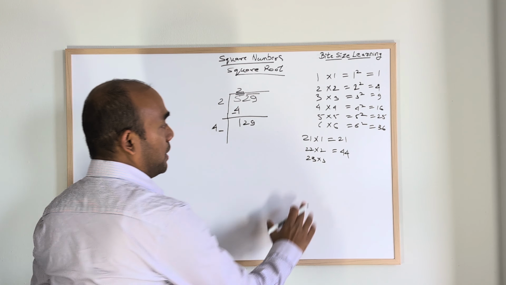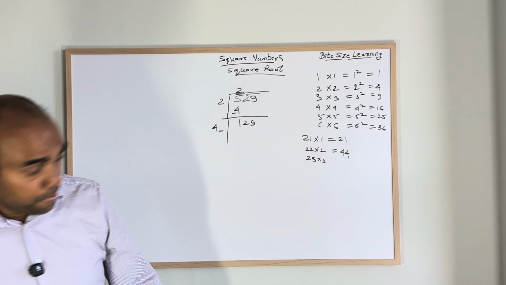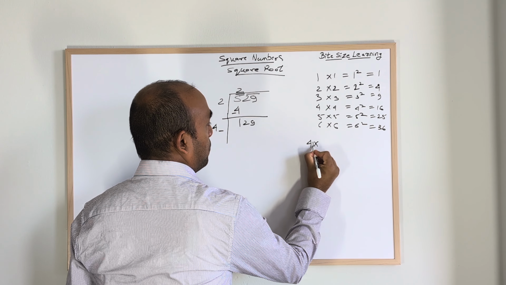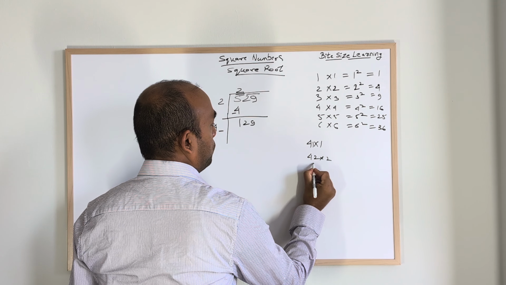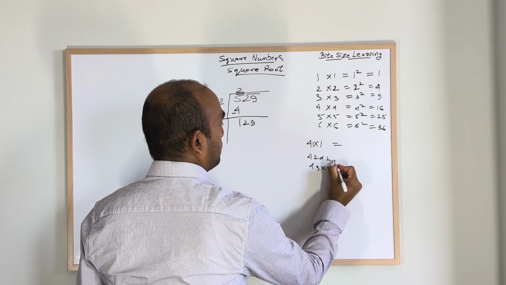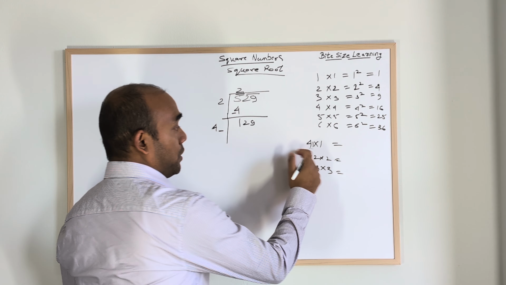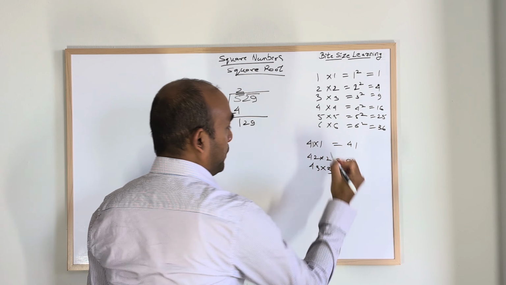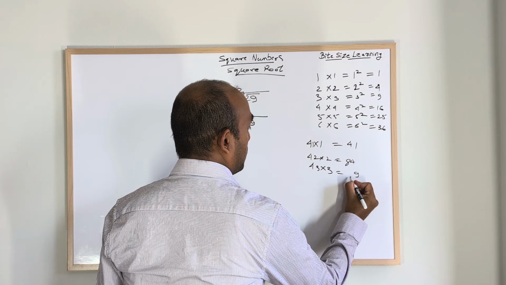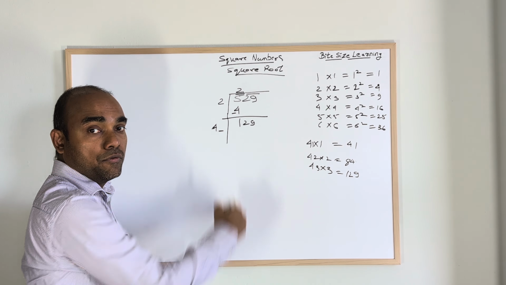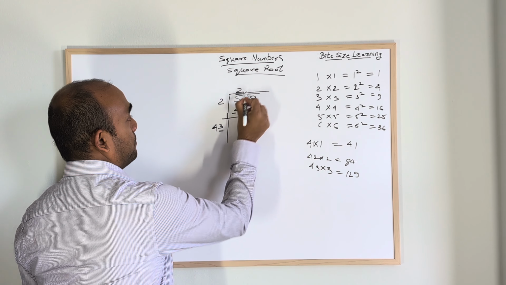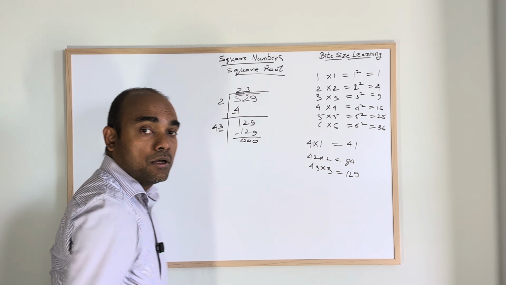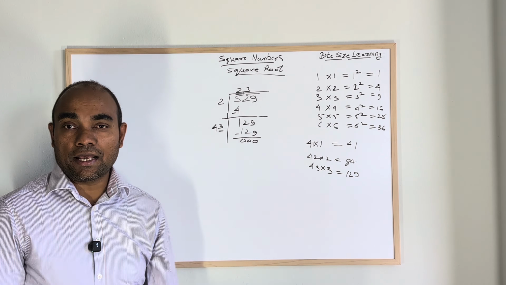Now you need to start doing the table of 41 times 1, 42 times 2, 43 times 3. So 41 times 1 is 41, 42 times 2 is 84, 43 times 3 is 129. You have reached that number. So 43 times 3 is 129. So the square root of 529 is 23.